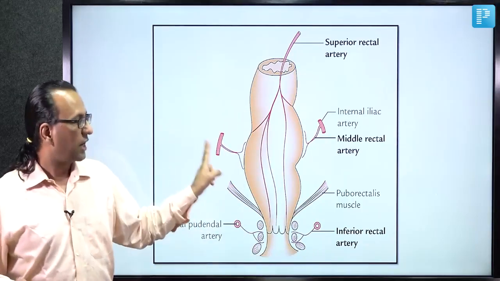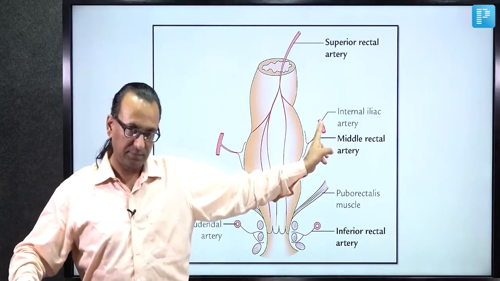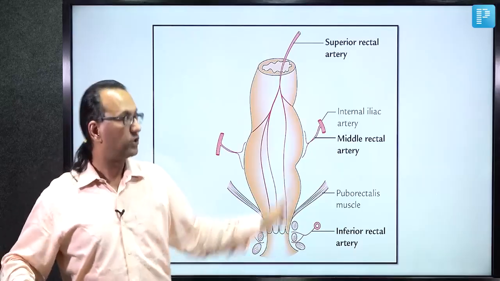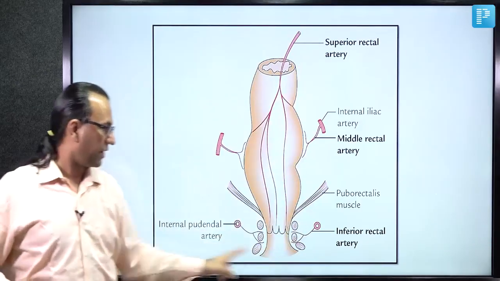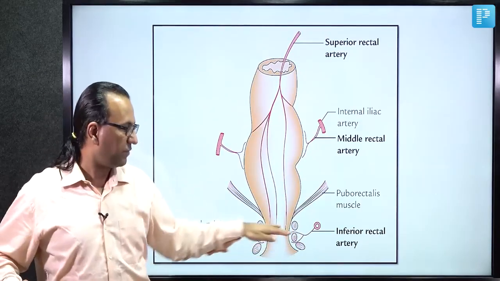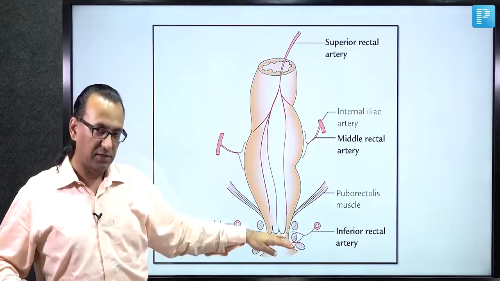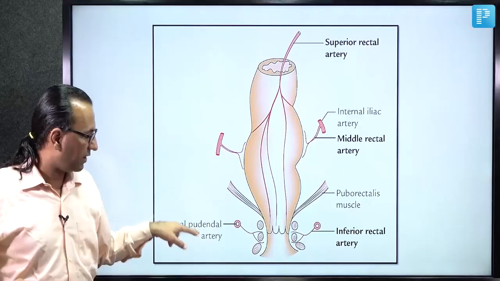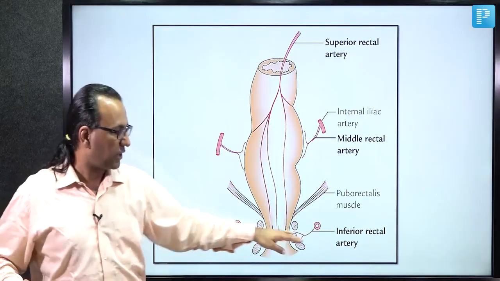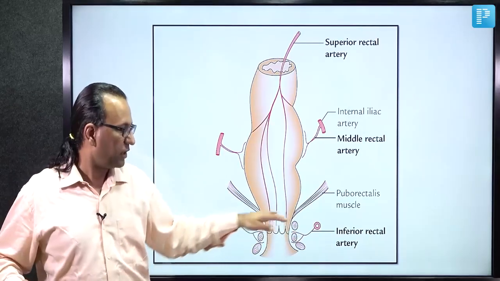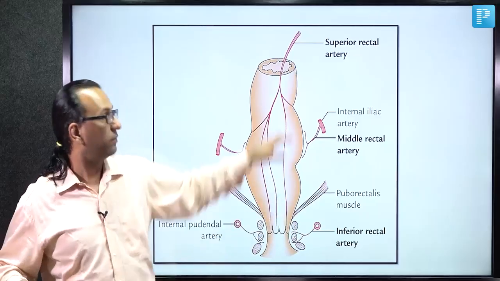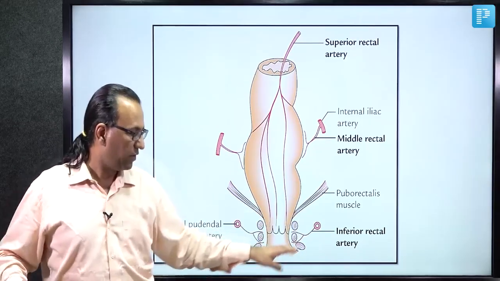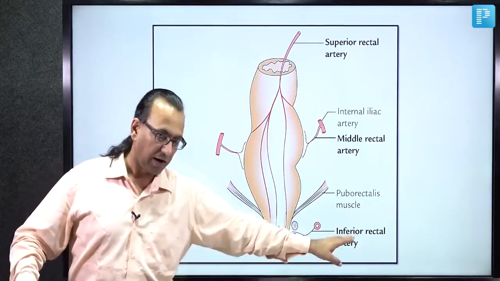But be careful that middle rectal artery supplies only the rectum. It does not supply the anal canal. Anal canal is supplied only by superior rectal artery and the inferior rectal artery. If it is above the dentate line, then it is supplied by superior rectal artery, and if it is below the dentate line, then it is supplied by inferior rectal artery. The hemorrhoids which are above this line, internal hemorrhoids, will have bleeding, the blood coming from superior rectal artery, and below this line there are external hemorrhoids. The bleed will be coming from the arterial blood of inferior rectal artery.